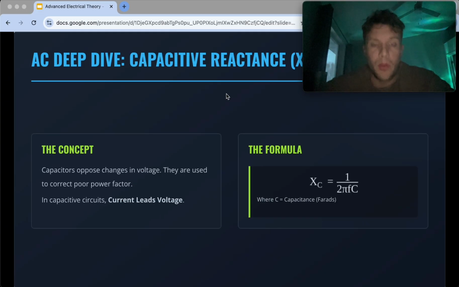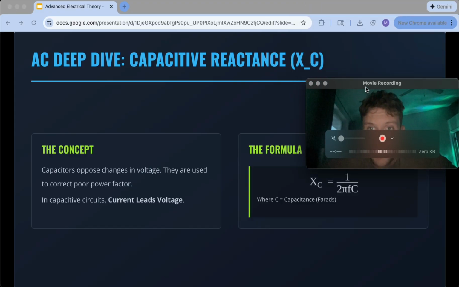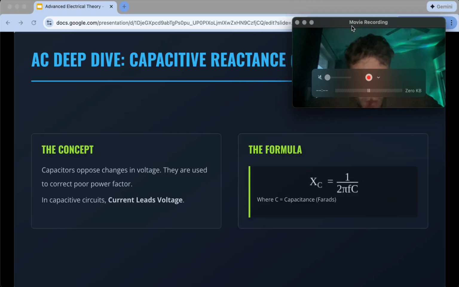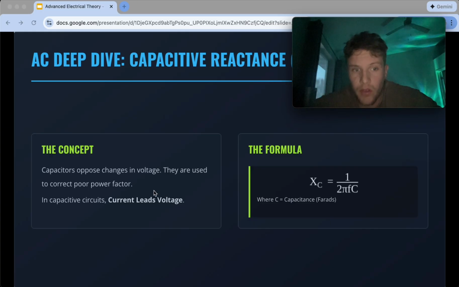And then we're going to go into capacitive reactance, which is X sub C. Capacitors oppose changes in voltage. They are used to correct poor power factor, right? All of us had Murbach, right? And he had a lot of examples of how he helped out a lot of industrial buildings by adding capacitors into their power banks to get better power instead of wasting a lot of it due to all the motors and stuff in the building.